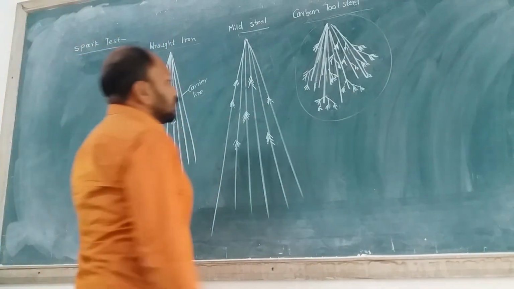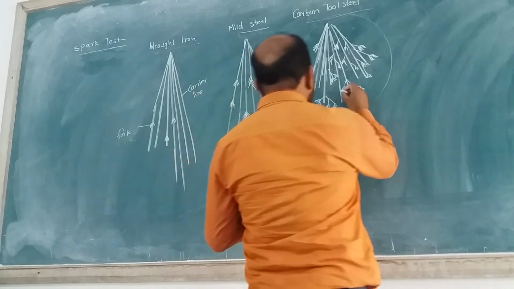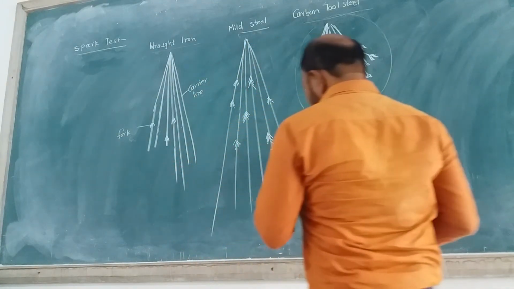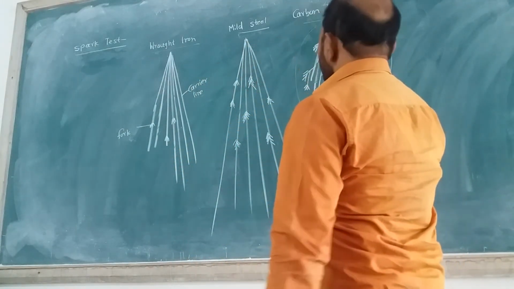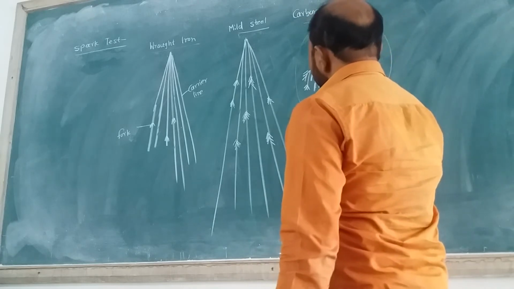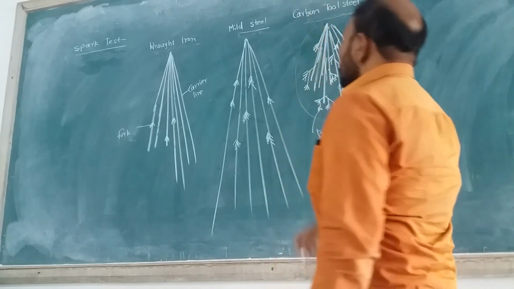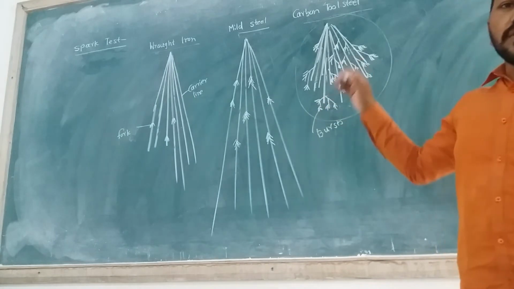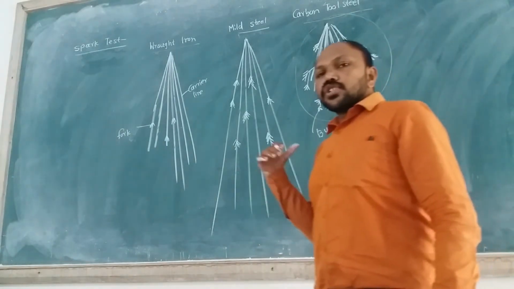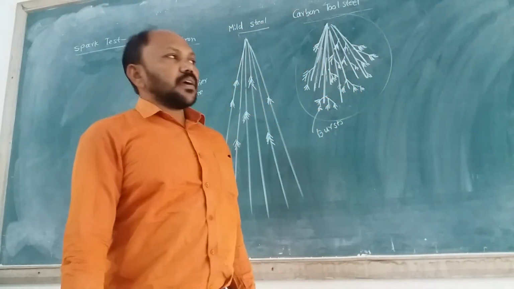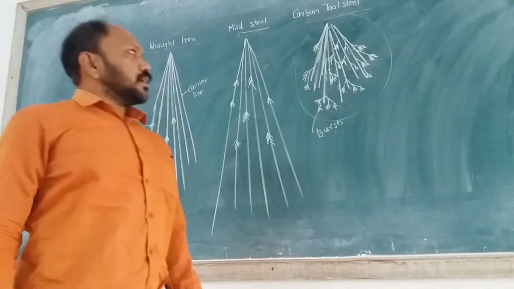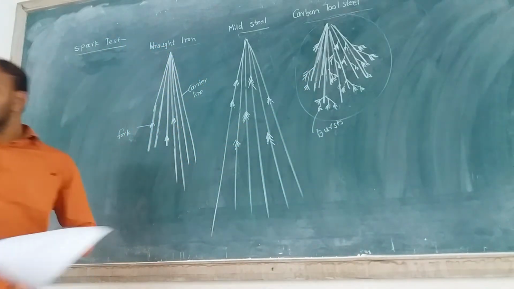Now, if we see, the forks present are more in number, as well as the bursts are also present. Okay, the branch-like structure is called bursts. So, in case of carbon tool steel, this burst structure is present, maximum in number. This is about the carbon tool steel.